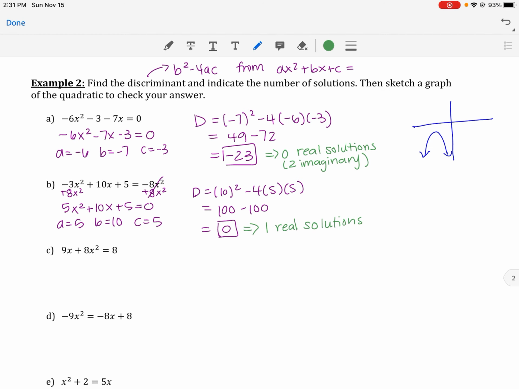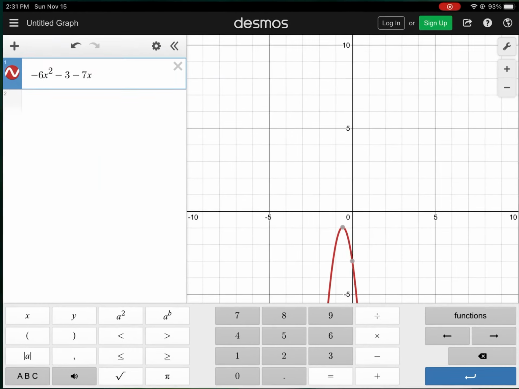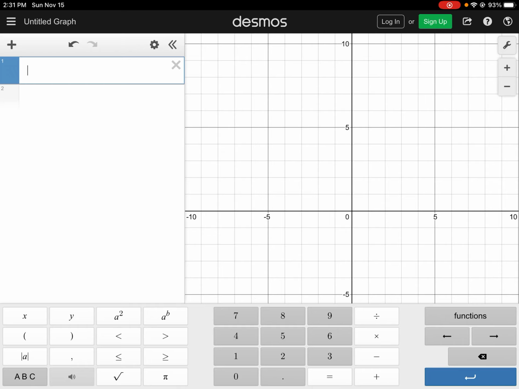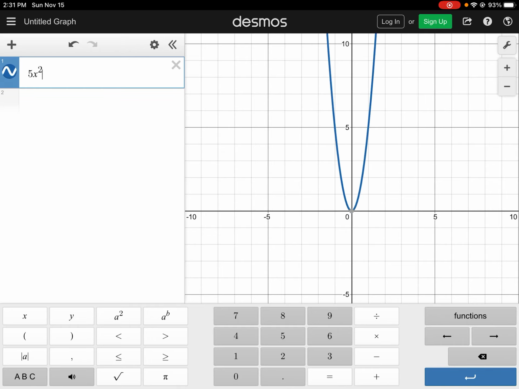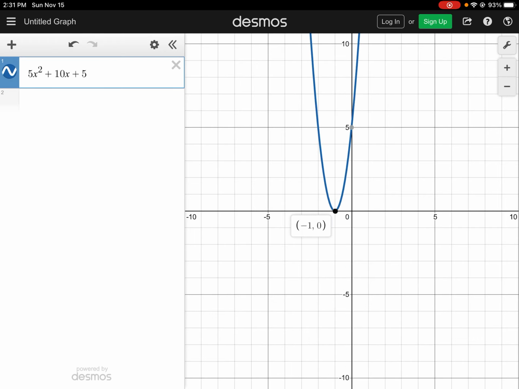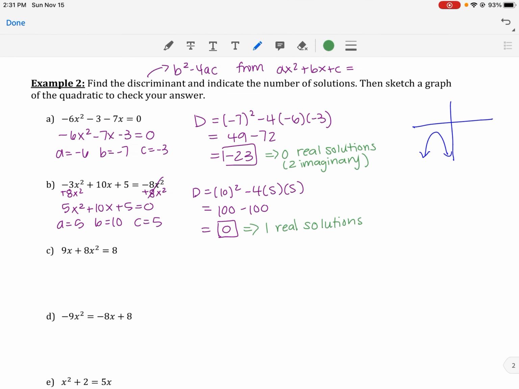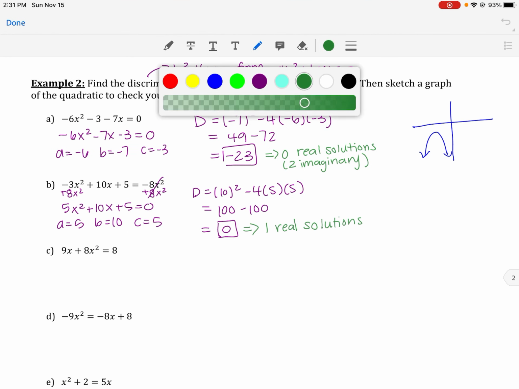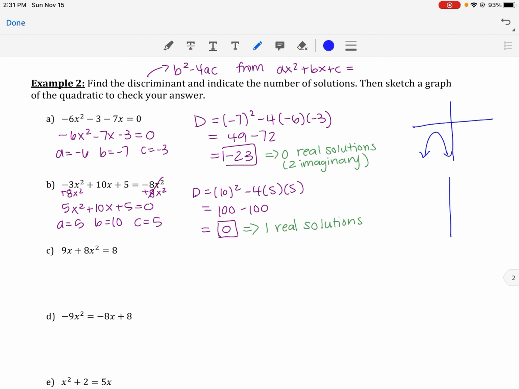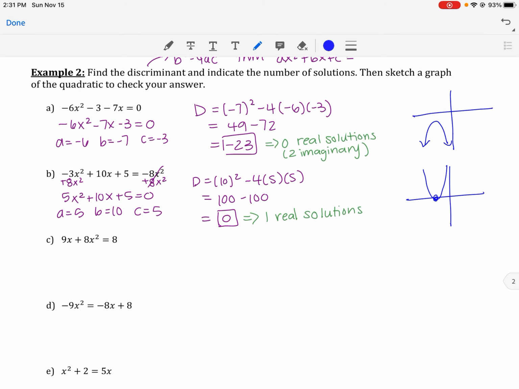So let's go ahead and graph it, just to double check. This time we will have to type in the equation we got because the first one is not set equal to 0, so we can't just put in a y there. Notice as we take a look at it, it does just cross the x-axis once. It sits on there. So that 1 real solution looks good because it just sits on there once. It only touches it once.